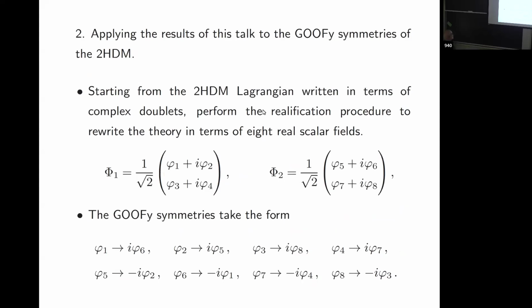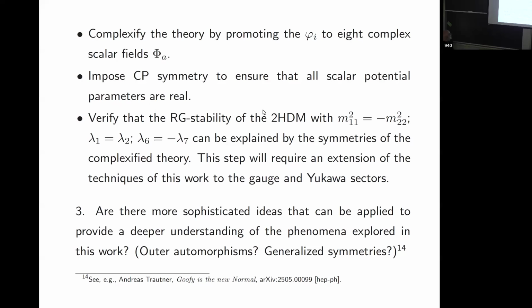Okay, so now we have our 2HDM written in terms of 8 real scalar fields. So complexify the theory, promote phi I to 8 complex fields phi A, impose CP symmetry, verify the RG stability of the 2HDM. With that can be explained by the symmetries of the complexified version.